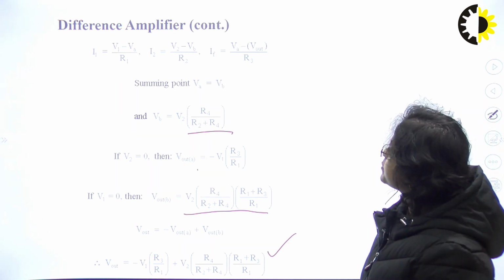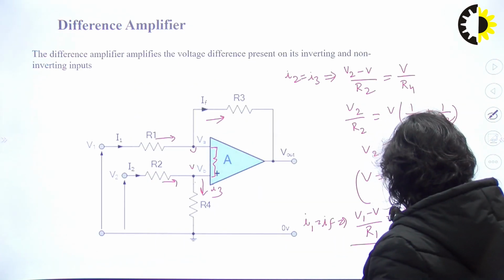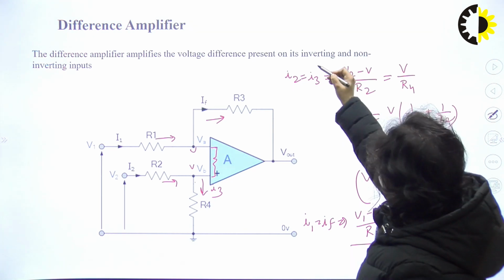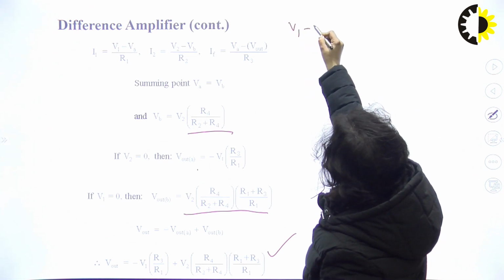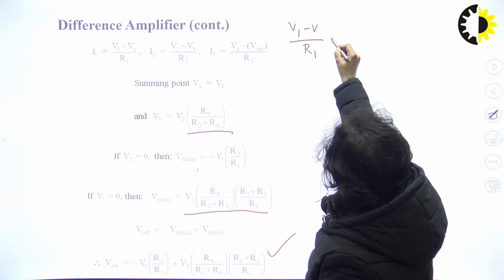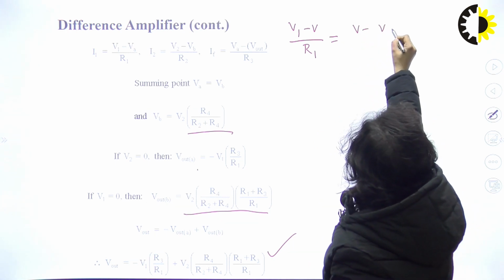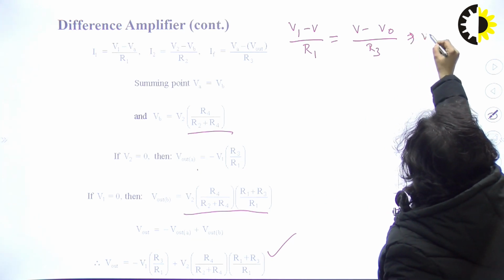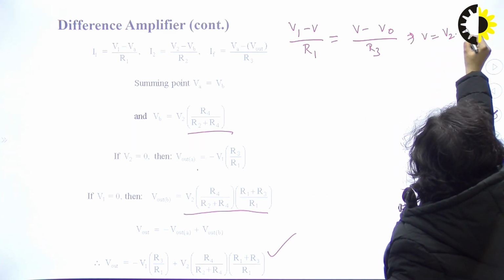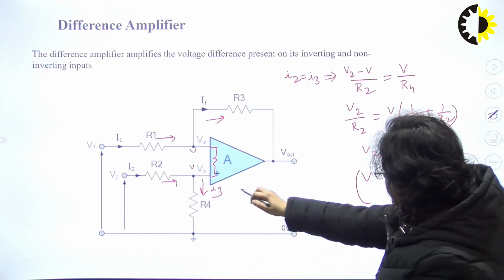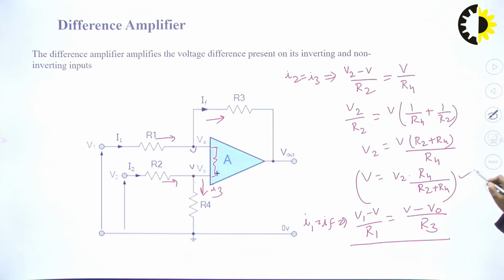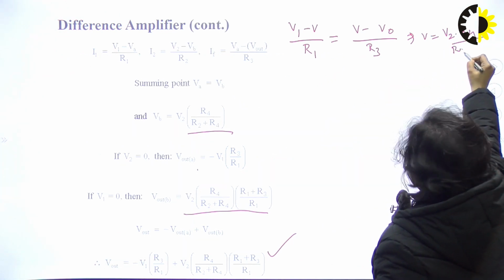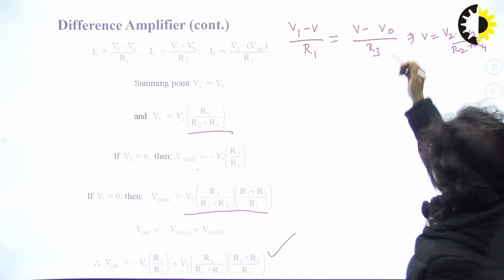We can also continue with the previous derivation. We can see here that V1 minus V by R1 is equal to V minus V naught by R3, where V is written as V2 into R4 upon R2 plus R4. So here we will substitute V.